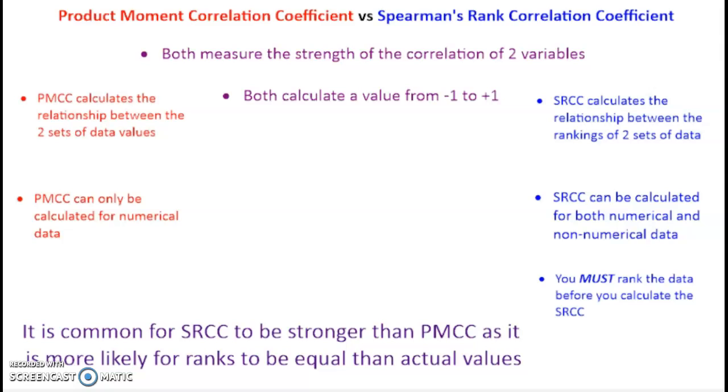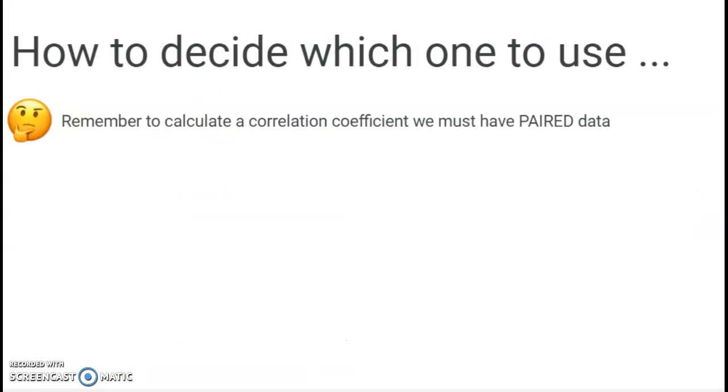So I'm going to just go through 6 things you need to think about when you are deciding, should I calculate PMCC or should I calculate SRCC? You don't have to write down these 6 points. You can if you think it's going to help you. But when you do the next task, they will be on the board for you to use. So, how do we decide whether to use PMCC or SRCC?